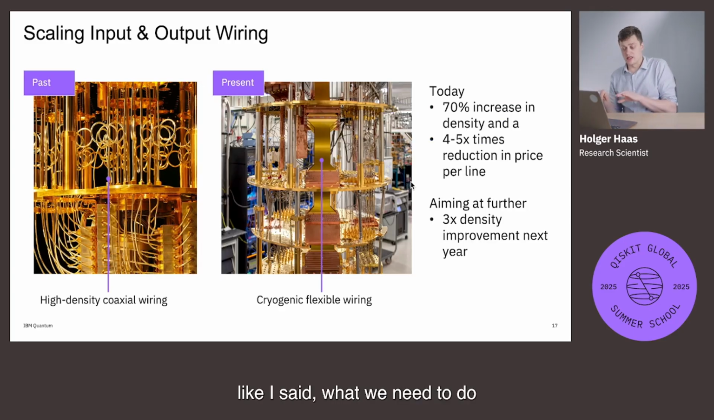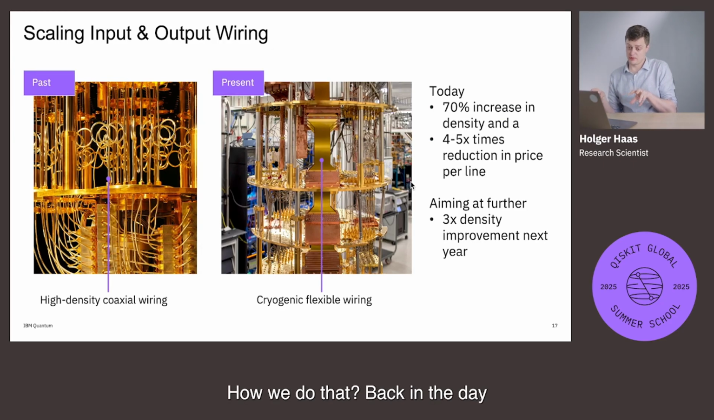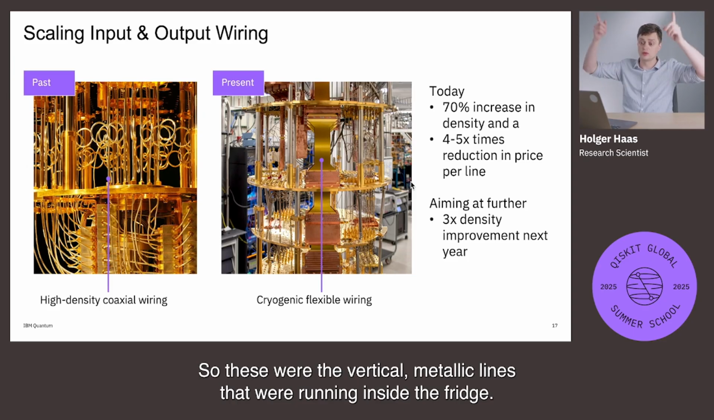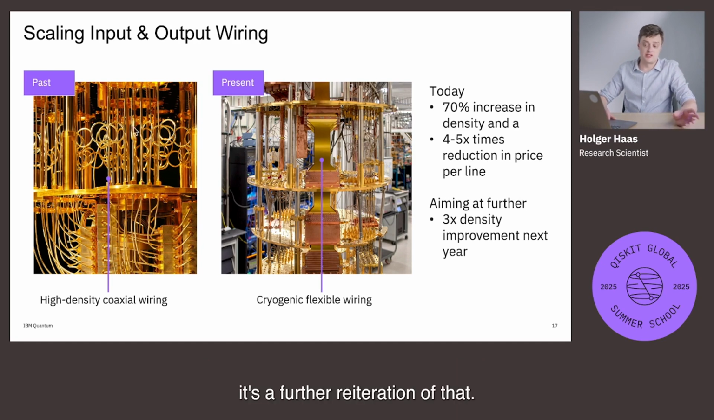Second, like I said, we need to get these signals in and out of the chip. How do we do that? Back in the day, in that fridge, you would see coaxial cables. These were the vertical metallic lines that were running inside the fridge. Here we have a close-up image on the left of that. It's a further iteration of that. It's our past high-density coaxial wiring example.